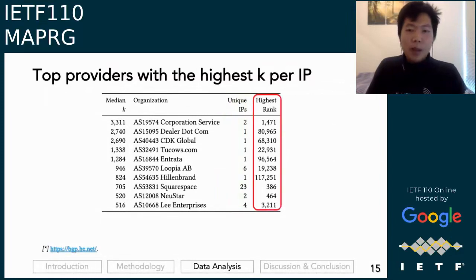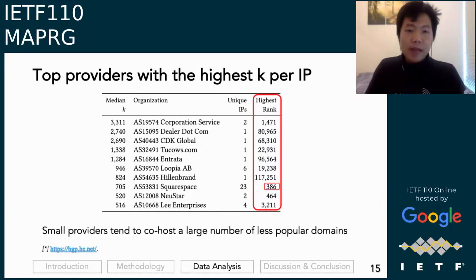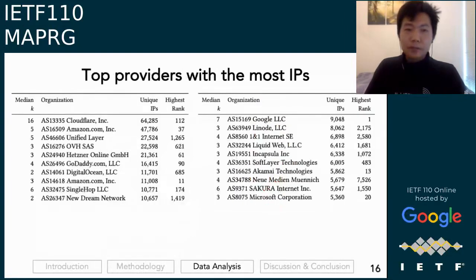And when looking at the popularity of domains hosted on these providers, as shown in the last column, the highest ranked one is at position 386, hosted on Squarespace, while more than half of these providers host domains well below the top 10,000. So the takeaway here is that small providers tend to co-host a large number of less popular domains on a small number of IP addresses.